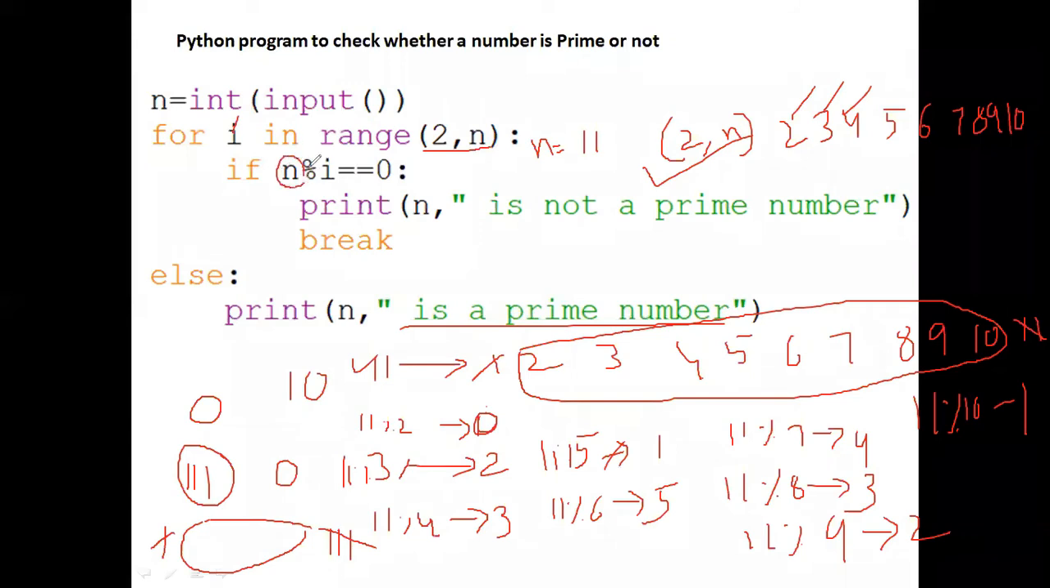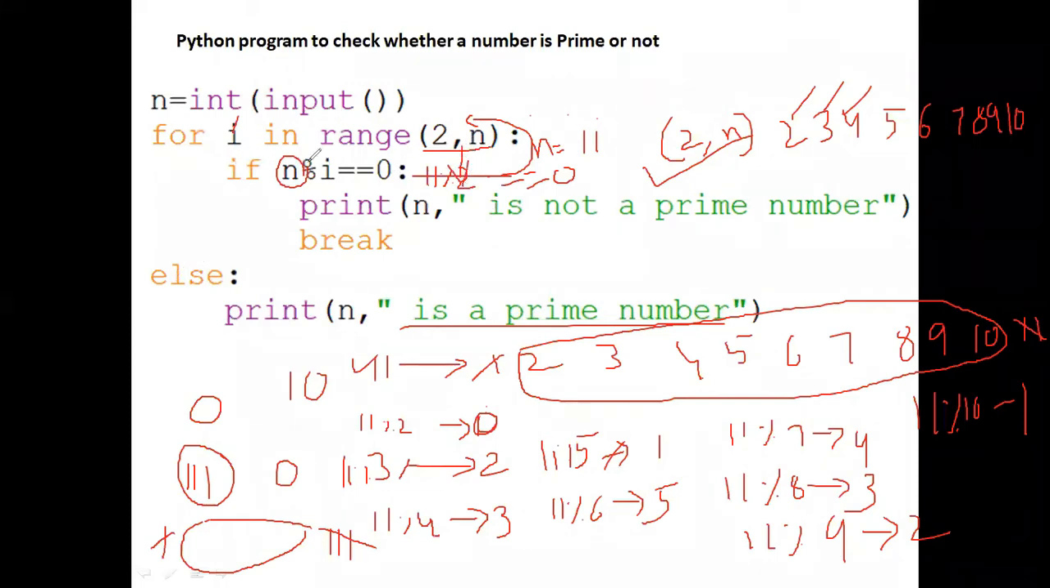Now, what is the n value? 11. In the first iteration, I am going to check whether 11 % 2 equals 0. If it is not, then the i value becomes 3. Next iteration, 4, 5, 6, like that. In the case of 11, 11 % 2 is not equal to 0, 11 % 3 is not equal to 0, 11 % 4 is not equal to 0, and so on. 11 % 10 is also not equal to 0. So we don't enter into this block.